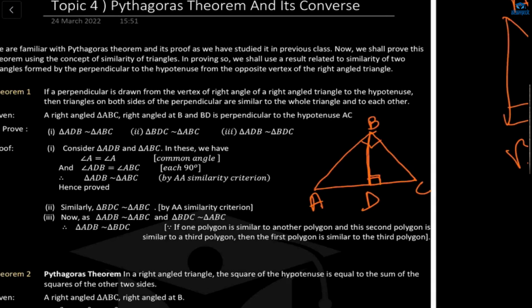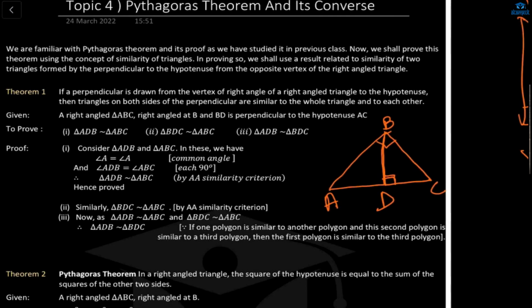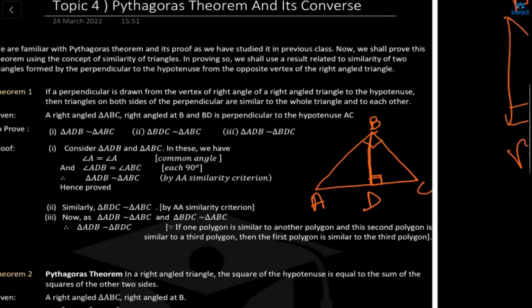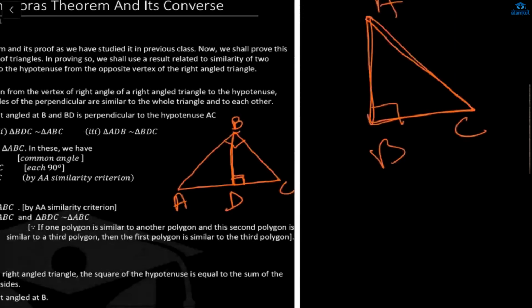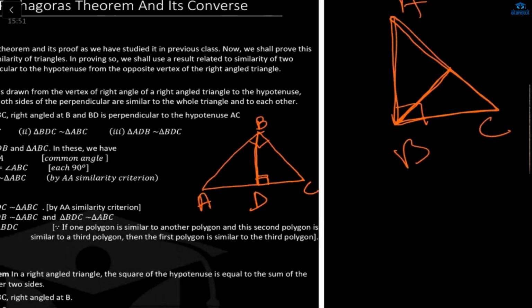Now, if a perpendicular is drawn from the vertex of a right angle triangle, the first thing that you need is a right angle triangle. Here you can see a right angle triangle ABC. Now a perpendicular is drawn from the vertex of the right angle to the hypotenuse.